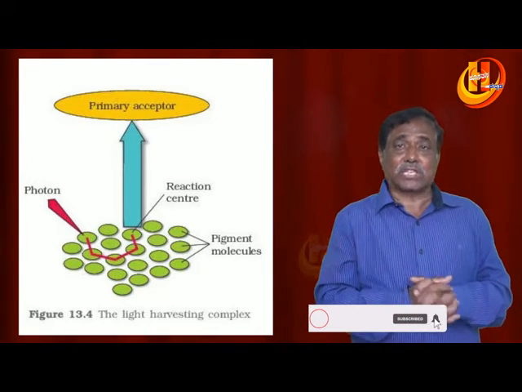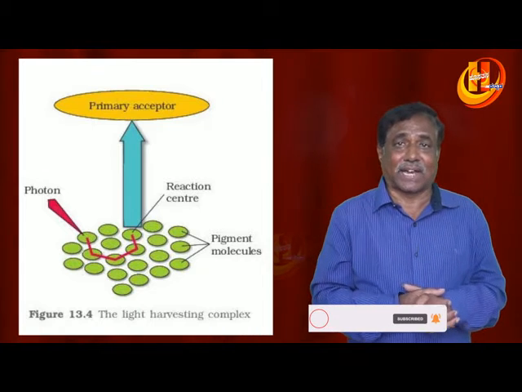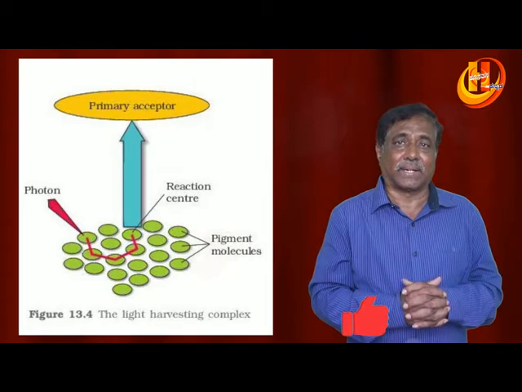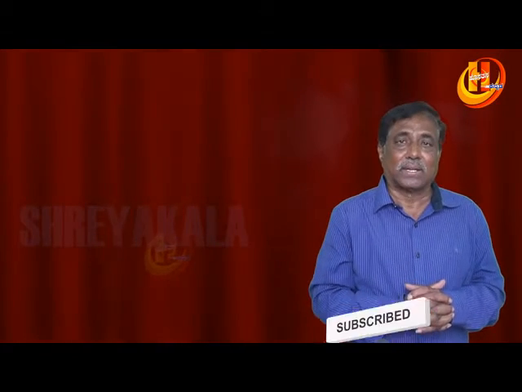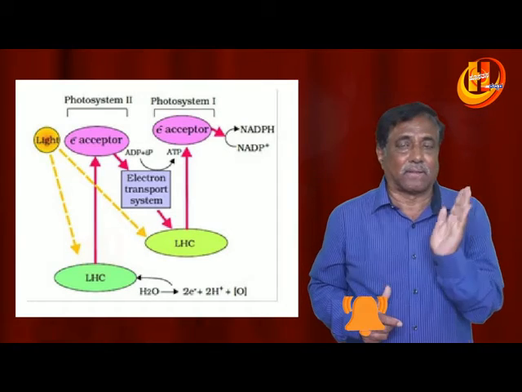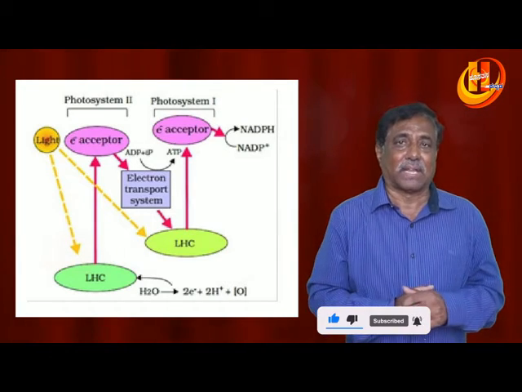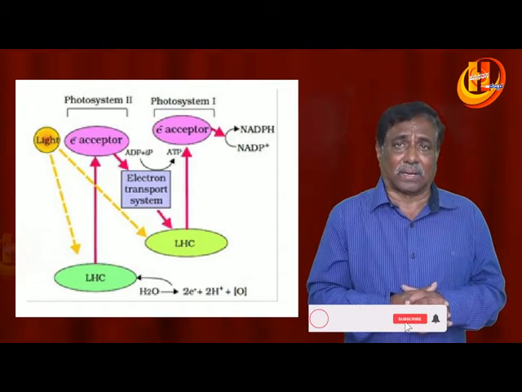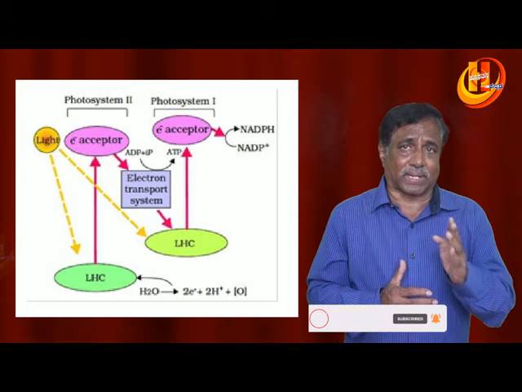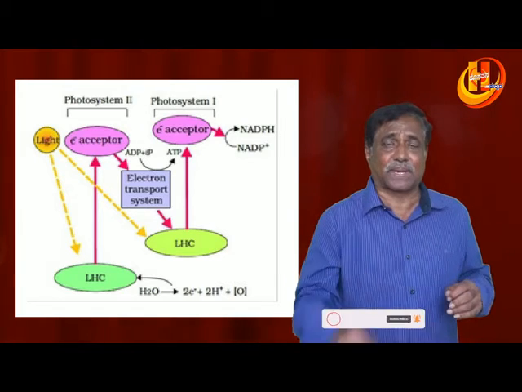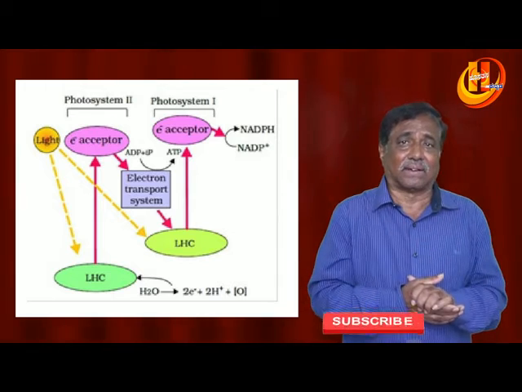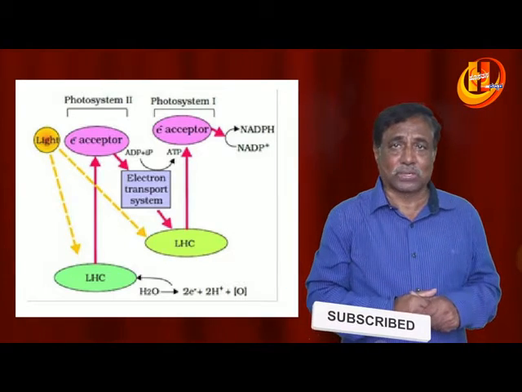And this photosynthesis takes place in two steps, light reaction and dark reaction. Light reaction requires light, and the end products of light reaction are ATP, NADPH2, and oxygen. Water and oxygen are the end products of light reaction. The dark reaction takes place in the stroma of the chloroplast, and the end product is glucose.